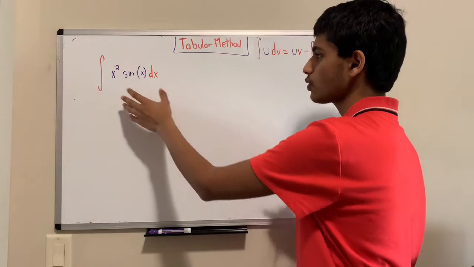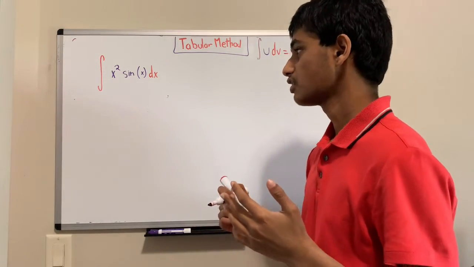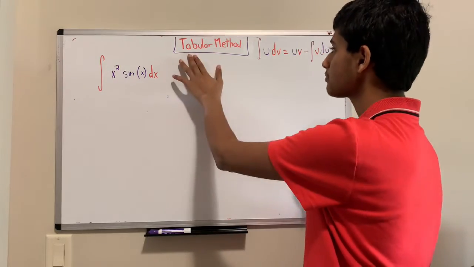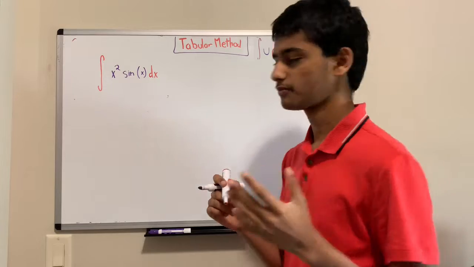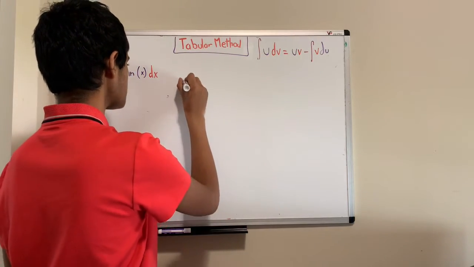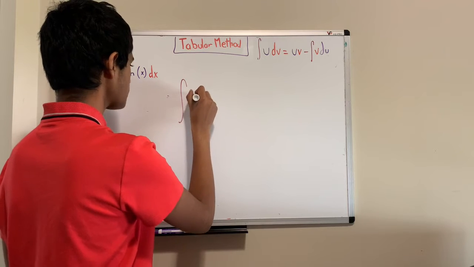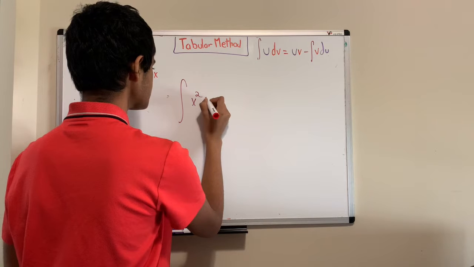So let's say we wanted to find the integral of x squared sine of x dx. First, before applying the tabular method, let's try doing the actual integration by parts formula. So we're going to let x squared equal u. So this is going to be the integral of x squared, and dv, we're going to keep in this case as sine of x.